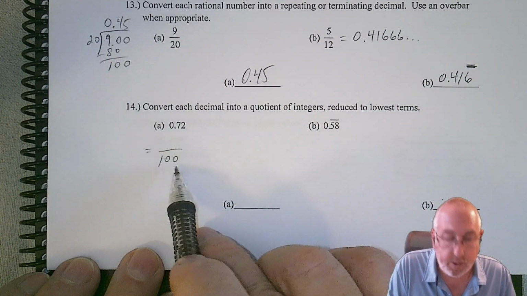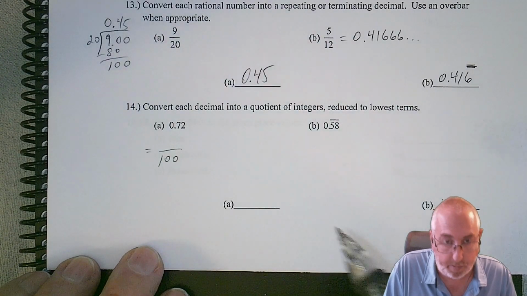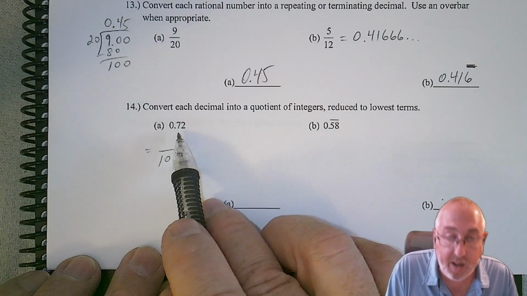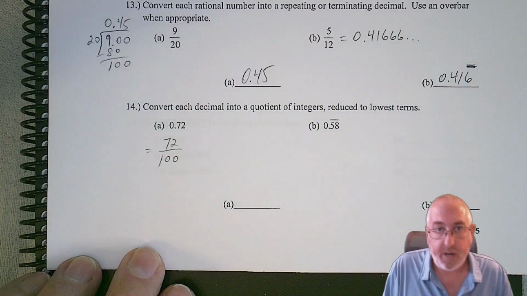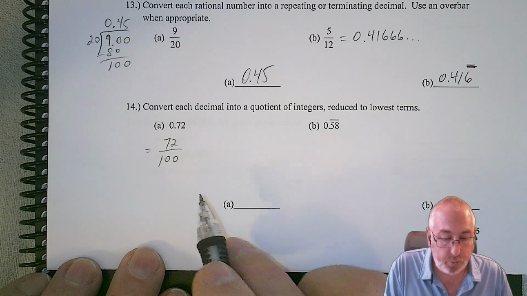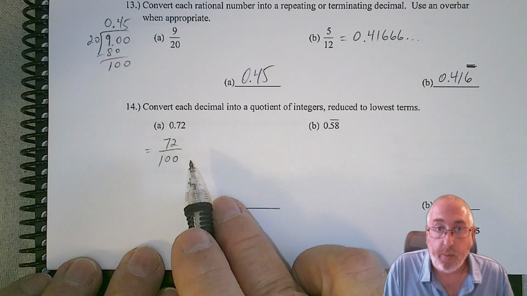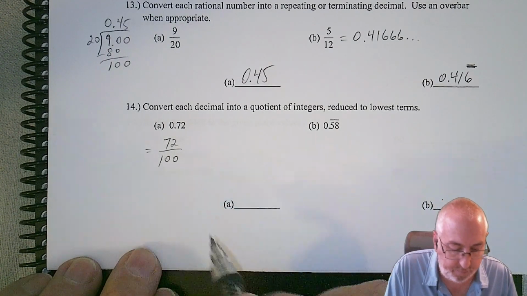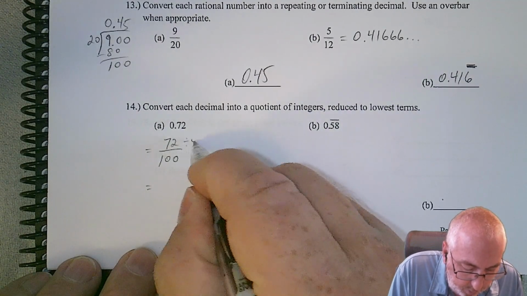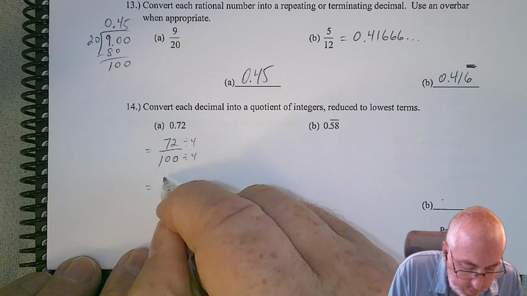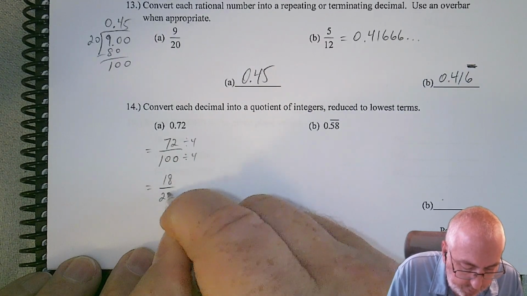2 decimal places, 2 zeros. Easy way to remember it. But now the top number is just the 72. We don't use the decimal point anymore. So 72 over 100, and now we just have to reduce. So I think 4 might go into both of those. So if we divide by 4, top and bottom, looks like we get 18 over 25.